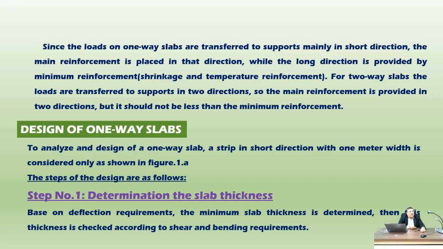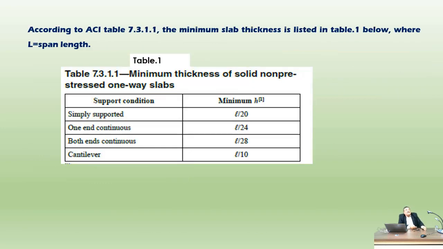Based on deflection requirements, the minimum slab thickness is determined. Then this thickness is checked according to shear and bending requirements. According to ACI table 7.3.1.1, the minimum slab thickness is listed in table 1 below, where L equal to span length. Table 1, minimum thickness of solid non-prestressed one-way slabs.